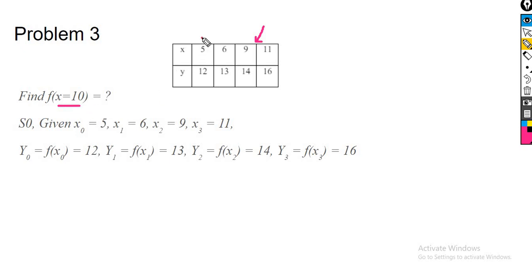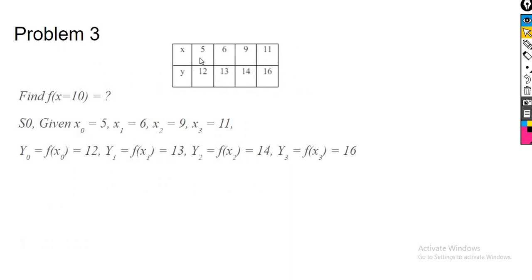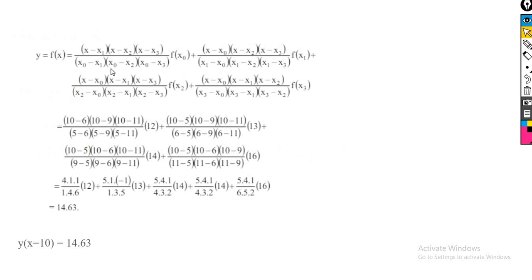So the first value is x0, 5, then x1, x2 and x3. These values are given. Obviously these will be y0, y1, y2, y3. These are given over there. Now you have these values, and we are going to put this into the polynomial. So how to write this polynomial? Out of 1, 2, 3, 4 variables, we have the 4 coefficients C0, C1, C2, C3.